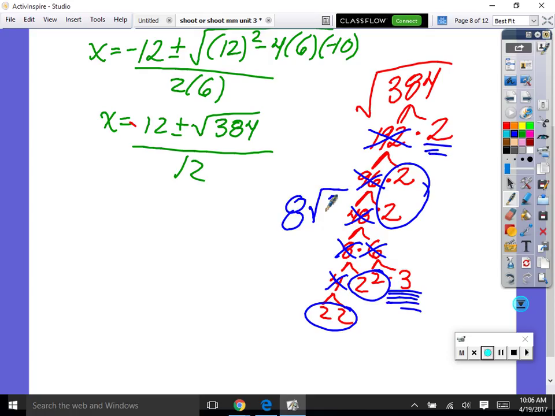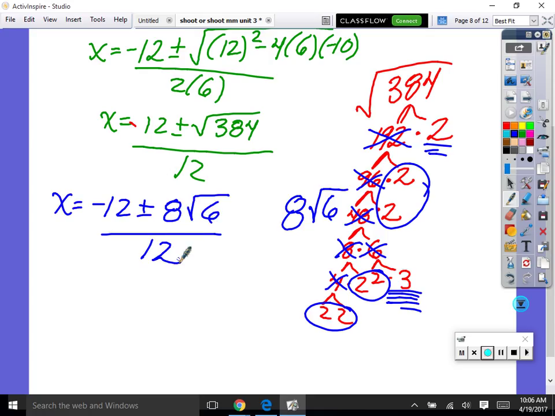So 8 root 6. So you have x is equal to negative 12 plus or minus 8 root 6 all over 12. And then you'd say all of these divide by 4. So that would be x is equal to, divide that by 4, you get a 3, a 2, and a 3. Negative 3 plus or minus 2 root 6 all over 3.